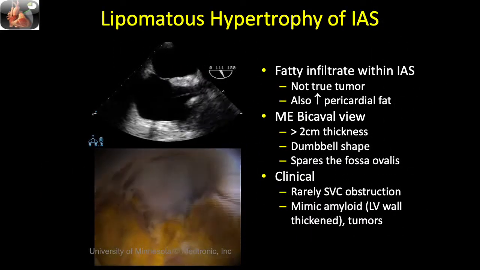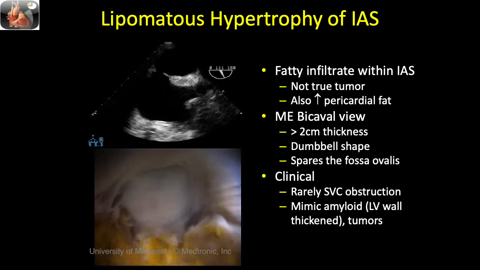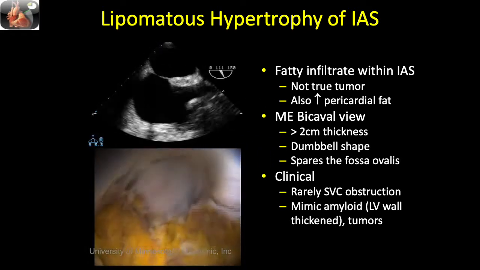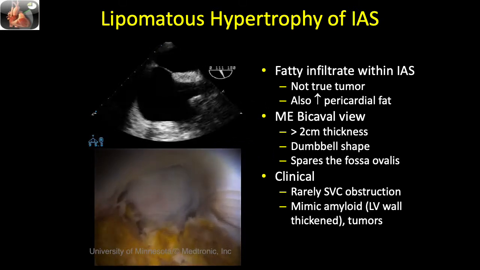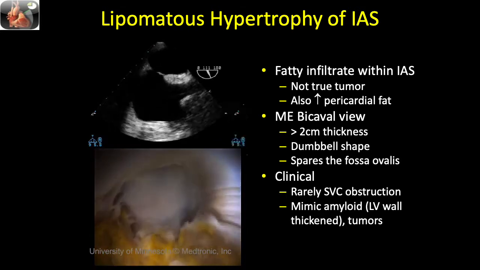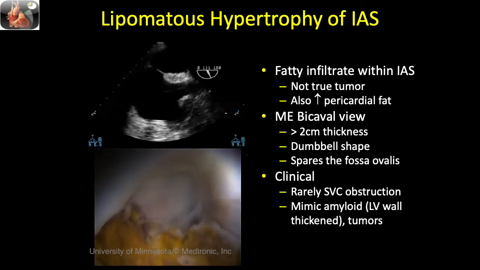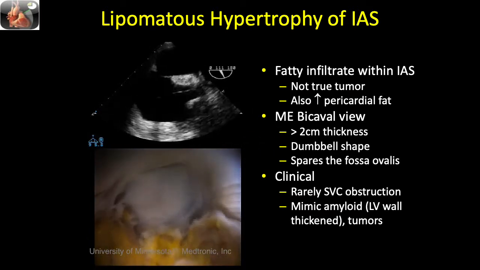Lipomatous hypertrophy of the intraatrial septum. There is excessive fatty infiltration of the intraatrial septum, resulting in prominent thickening. The fat is contiguous with epicardial fat pads. It is not a true tumor like a lipoma, which is encapsulated.